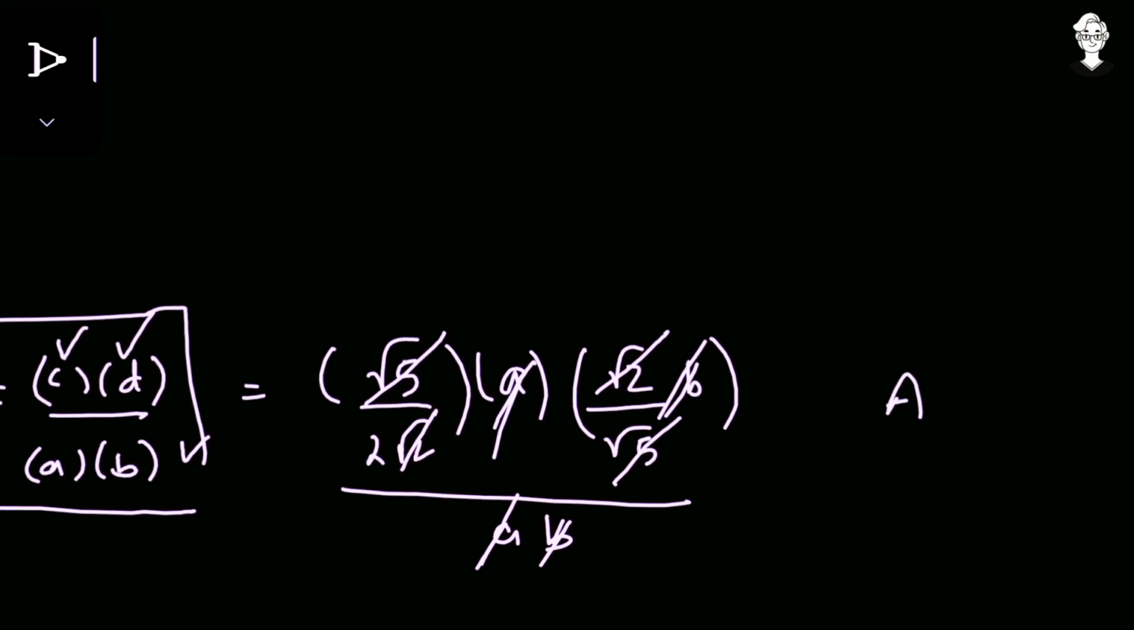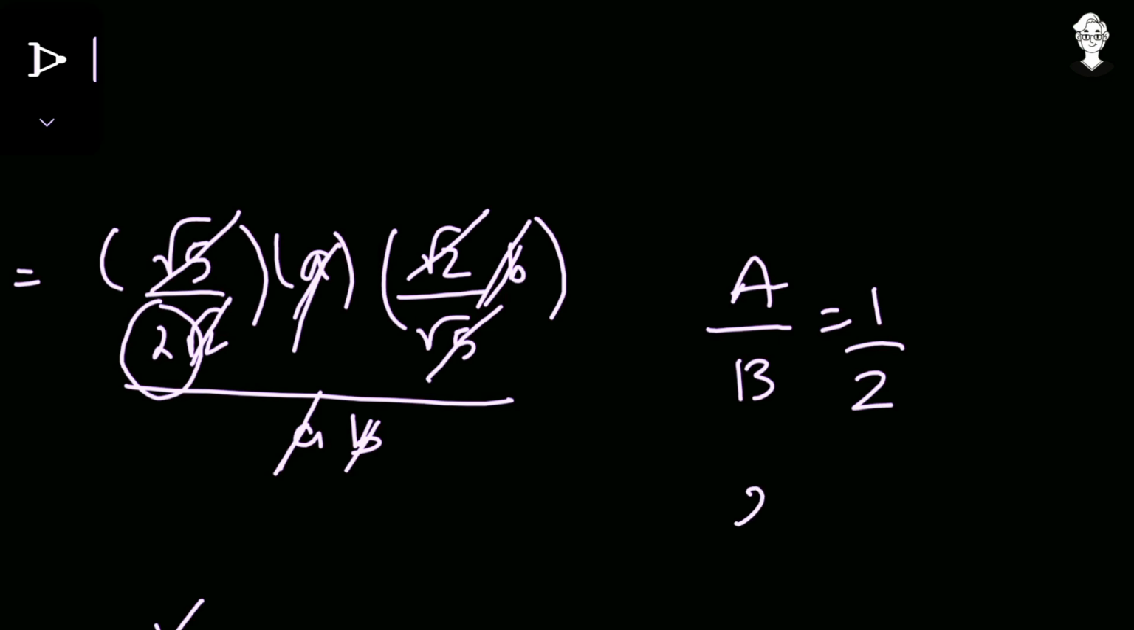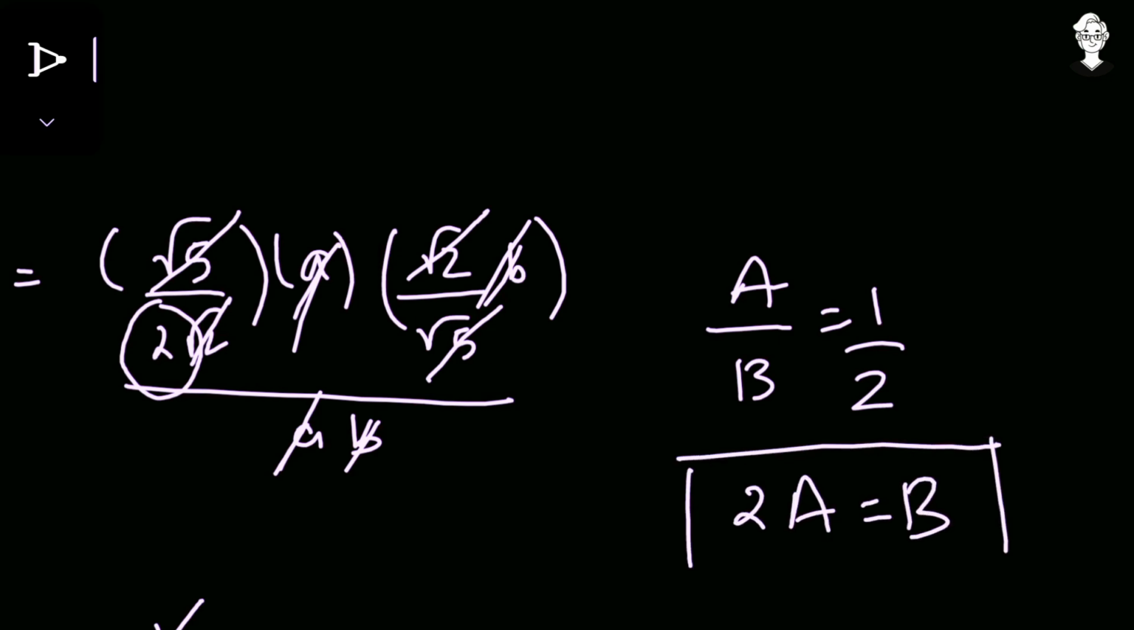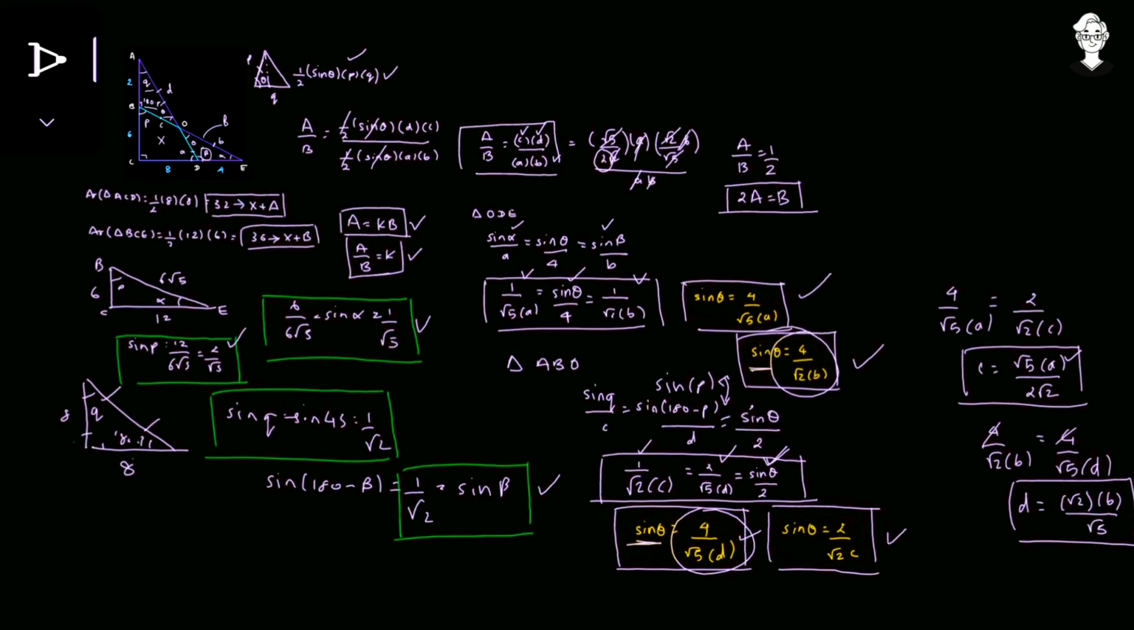So we obtain that A upon B is equal to 1 upon 2. This 2 is left over there. So from here we have the ratio that 2 times A is equal to B. As I told you, one will come in terms of the other. So we get that B is 2 times A. So we can put that over here.